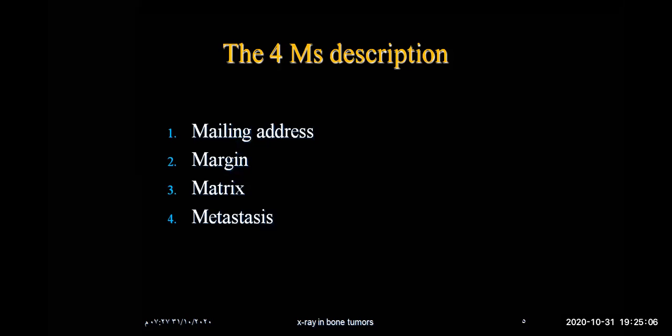Remember all the time the 4 M's. To be systematic, remember the 4 M's to describe the X-ray in musculoskeletal tumors. Number 1, the position, that means the mailing address. The first M, mailing address, position. Number 2 is the margin. Number 3 is the matrix. And number 4 is the metastasis.